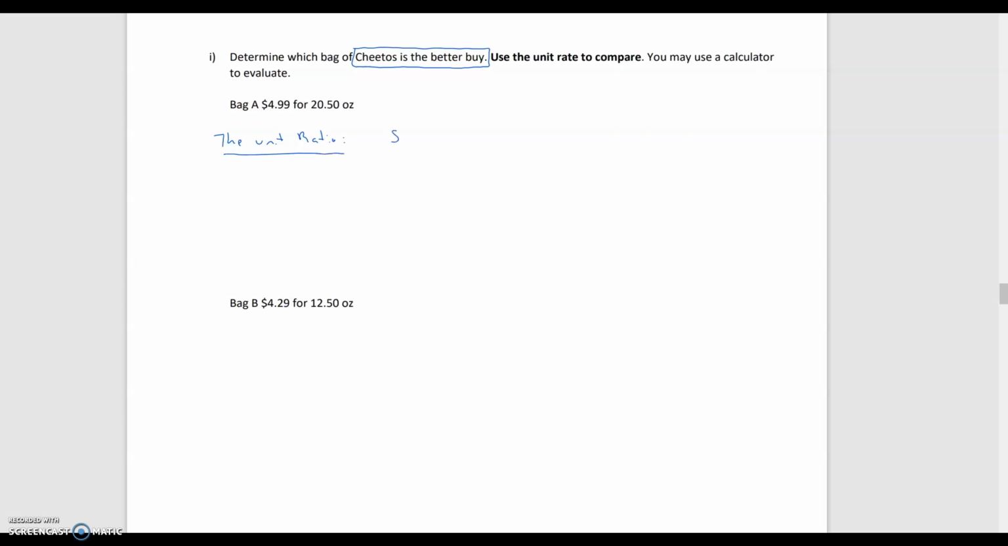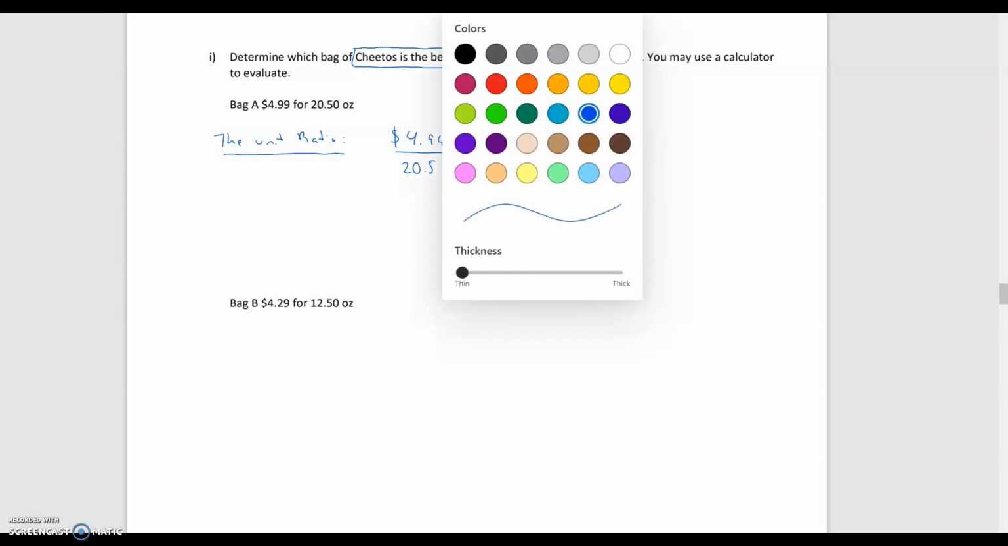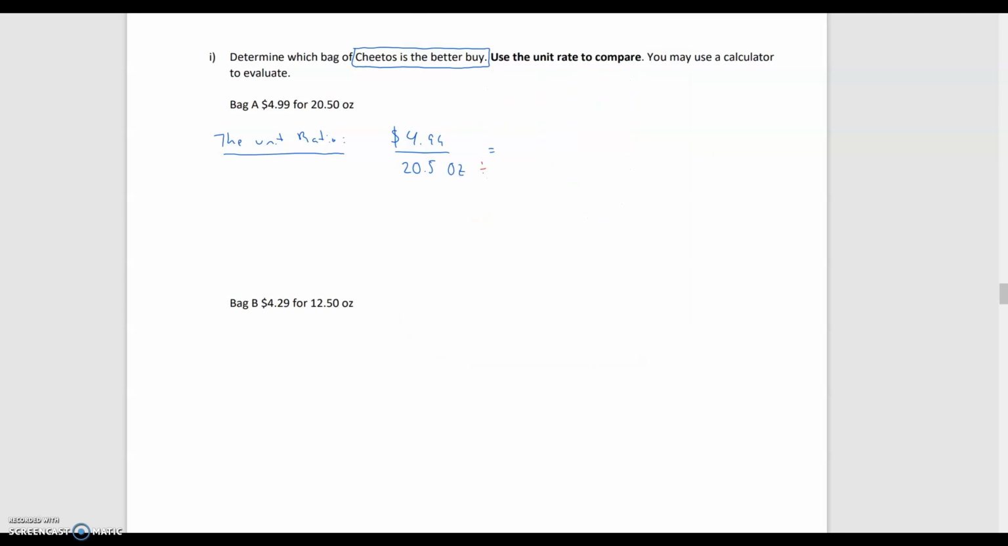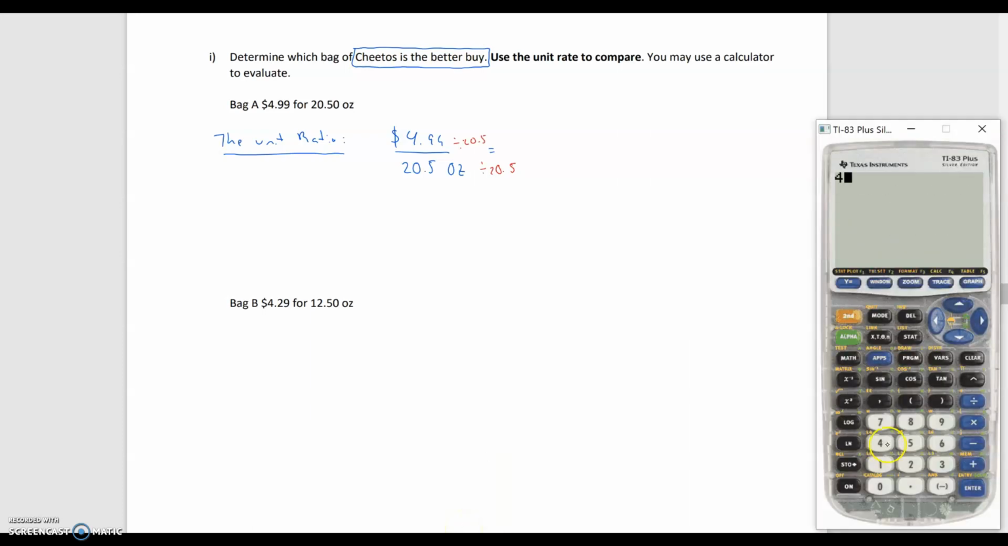For the first one, we technically have a price of $4.99 for a bag that had a total weight of 20.5 ounces. And in this case, to obtain it, we're going to be dividing by 20.5. So let me punch it into the calculator. We're looking at 4.99 and we're dividing by 20.5.